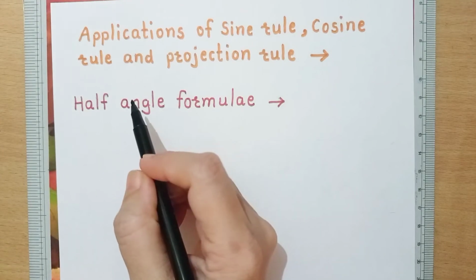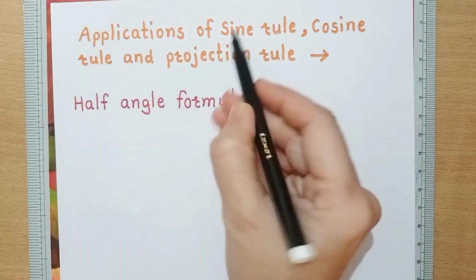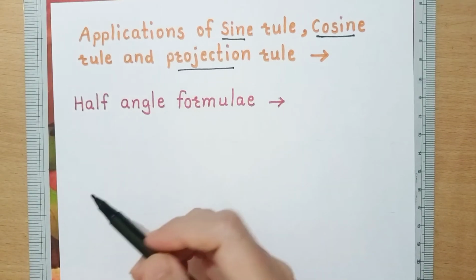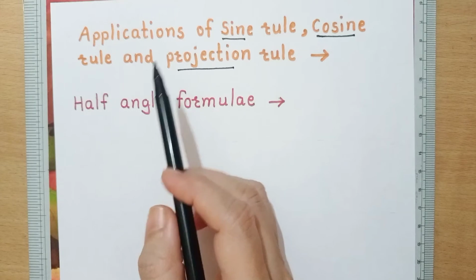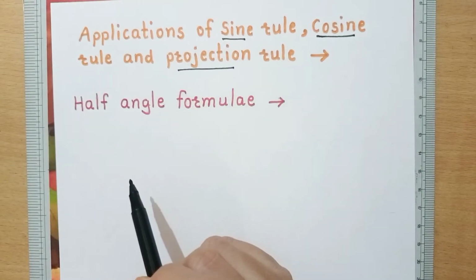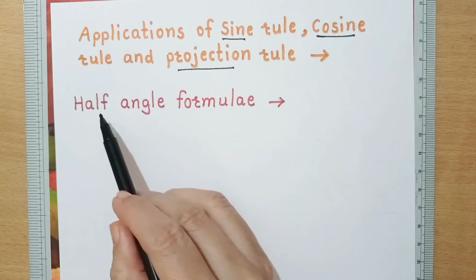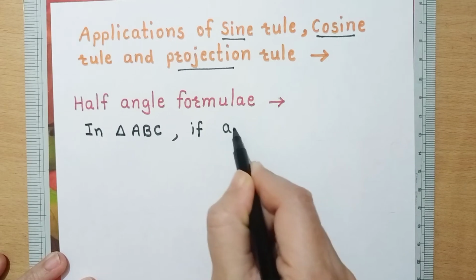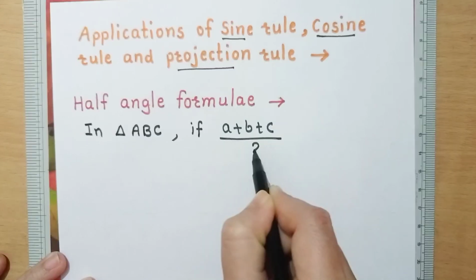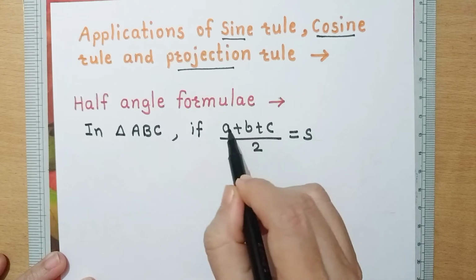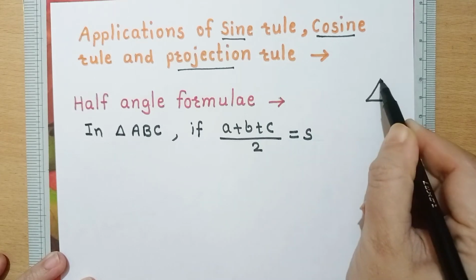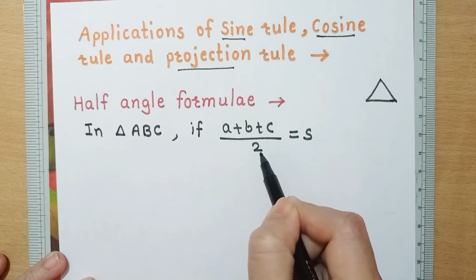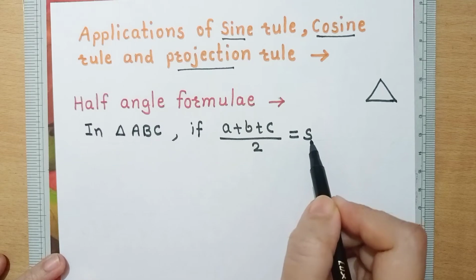Hello everyone. In the last lecture we solved examples on sine, cosine and projection rules, and today we are going to look at the applications of these three rules. First we will see the half angle formulae in triangle ABC. If (a plus b plus c) upon 2 equals s, then a plus b plus c, the addition of these three sides, is the perimeter of the triangle, and upon 2 it is the half perimeter, equal to s.